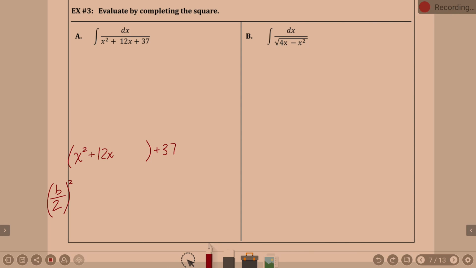and this is completing the square. We did this last year in pre-calc. First of all, a has to be 1. This has to be 1x squared to work. So b is 12. 12 divided by 2, squared, is 36. So that means we add 36 here. We don't have another side of the equation to add 36 to. We have to keep this balanced, so that means we subtract 36. Well, 37 minus 36 is 1, so this is x squared plus 12x plus 36 plus 1.